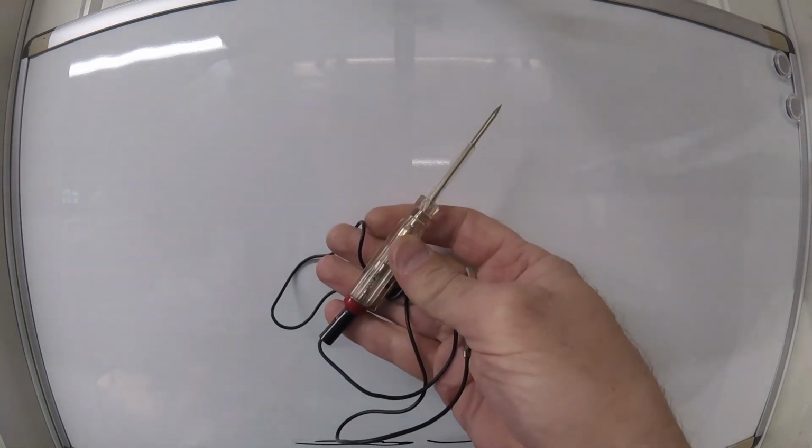So they work good, but they don't tell you how much voltage is there. All they tell you is that there's a difference in potential that's great enough to light that light inside. If there's less voltage, the light will be dimmer. If there's more voltage, the light will be brighter. But you really don't know how bright or how much voltage potential there is.